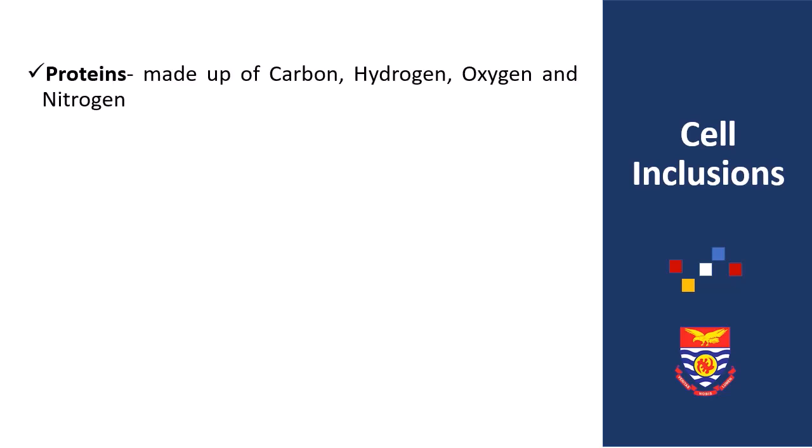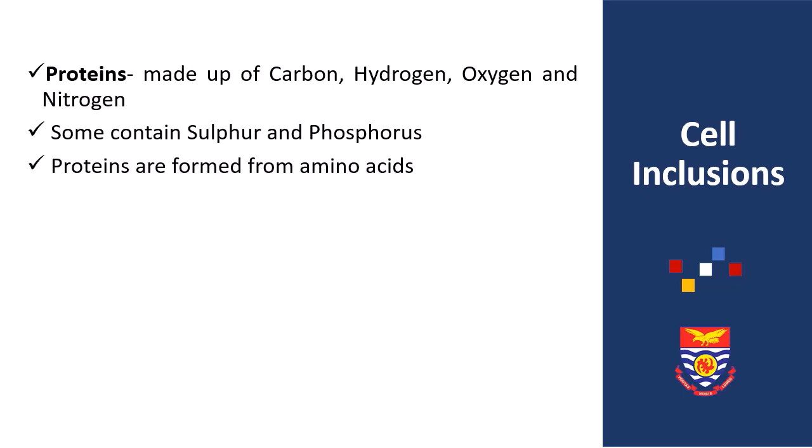Another important organic compound is proteins, and proteins are made up of carbon, hydrogen, oxygen, and nitrogen, and sometimes too they contain sulfur and phosphorus. And proteins are formed from smaller units called amino acids, and they are the most abundant organic substance in the cell, and they are an important structural component of the protoplasm.